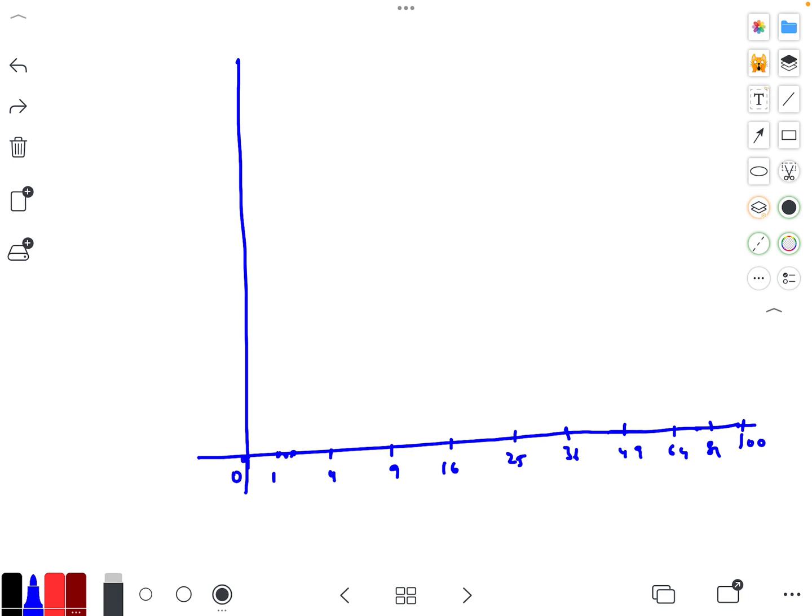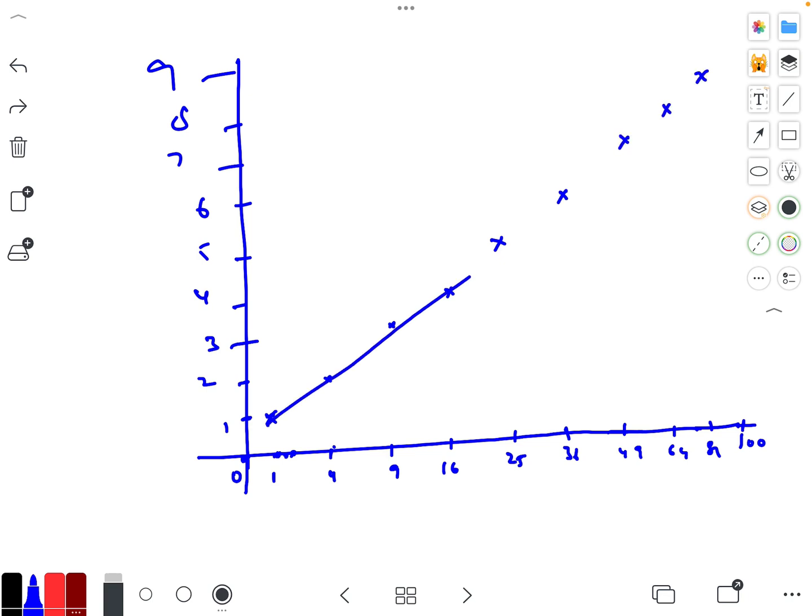So 0 square is 0. Square root of 1 is 1. Square root of 4 is 2. So here you will have 2, you will have 3, and so on. If you write 5, 6, 7, 8, 9 here, so you'll have 4 here, 5 here, 6 here, 7 here, 8, 9. So you'll have a straight line graph here.